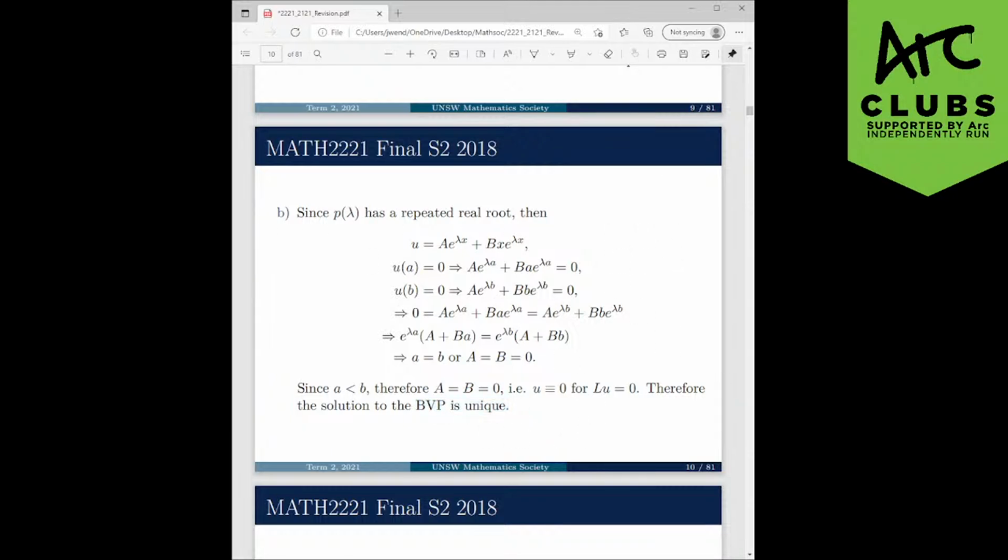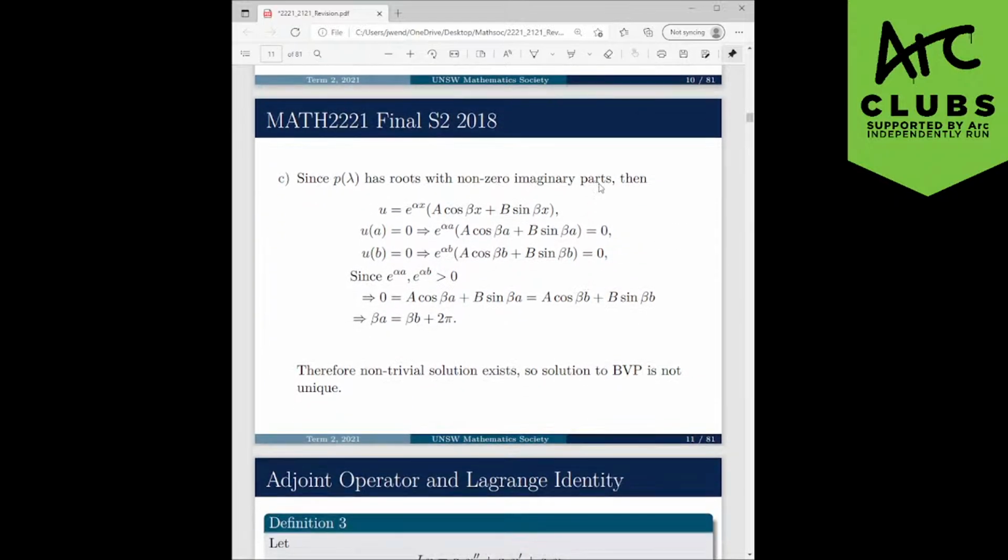And part B follows the same way as part A went. And then part C. P of lambda has roots with non-zero imaginary parts. So your non-zero imaginary part root, that would be alpha plus i beta. So the general form U equals e to the power of alpha x times A cosine beta x plus B sine beta x. All of these forms, generally, you should know them.